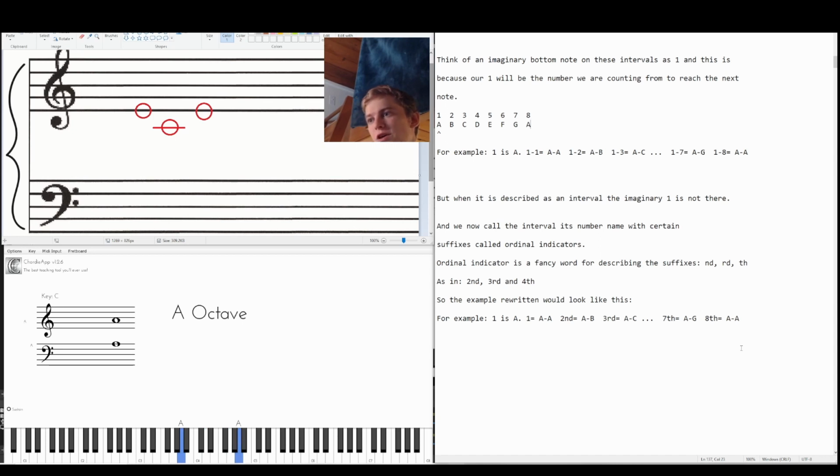And of course, to be considered a seventh, you'd have to count up those 7 notes, and that would now be considered a seventh. It's just very important to understand this, okay?